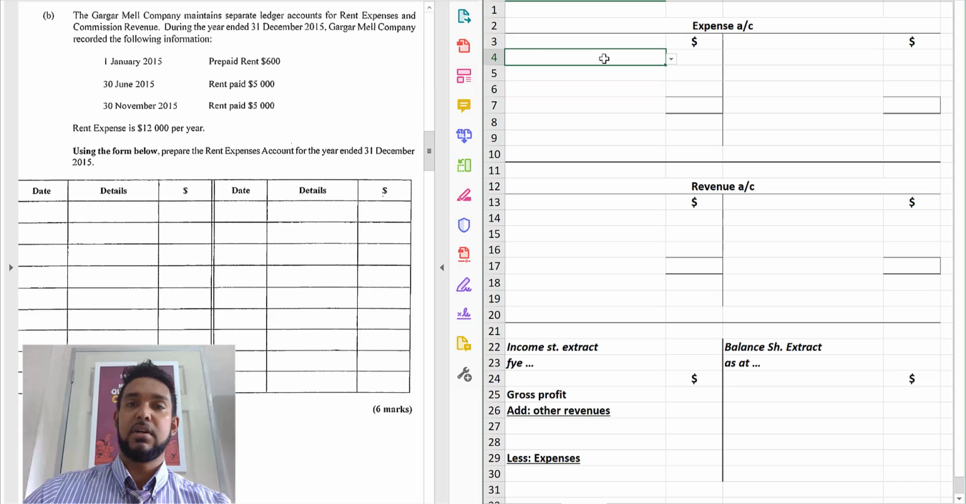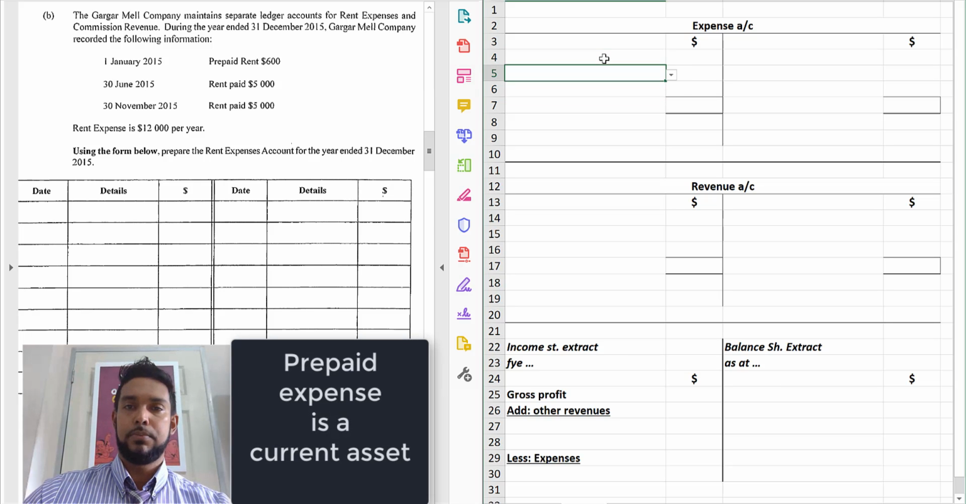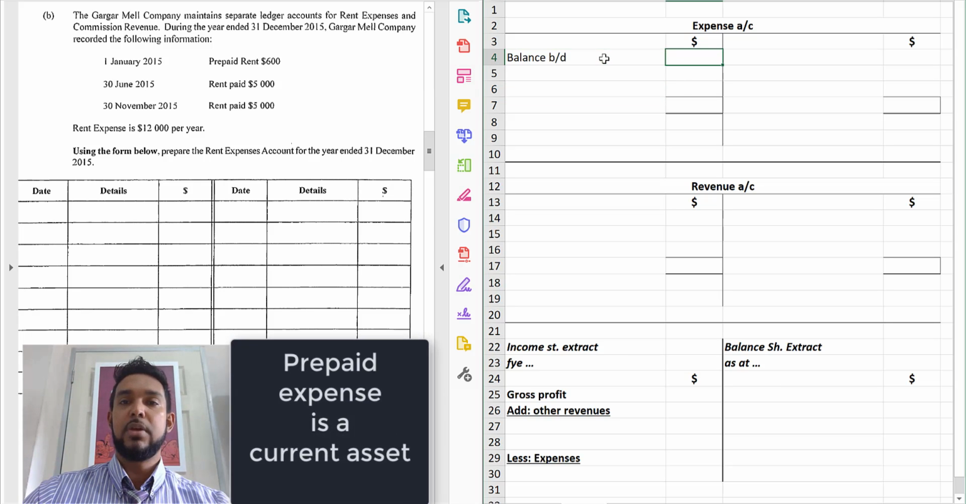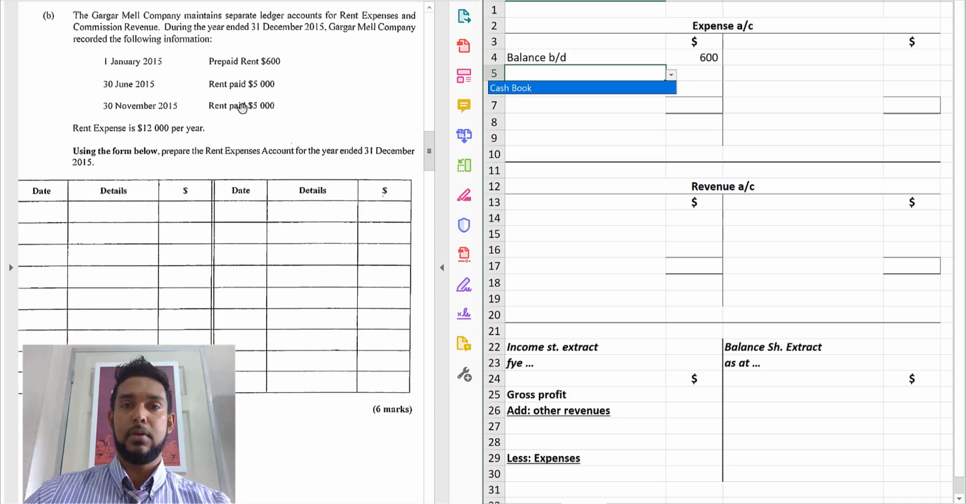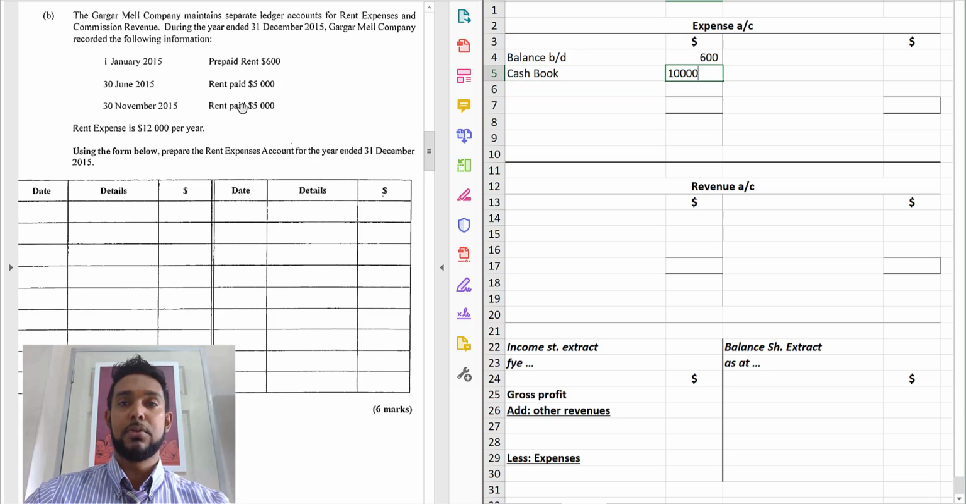A prepaid expense is a current asset. Why is that? If we make a payment in advance, we are owed either a refund or the service. Anytime anyone owes us something, that's classified as an asset. That balance is 600 at start. Now, if we are paying rent, we have to credit the cash book because it's a payment coming out of the cash book, and we're going to debit the expense account. I'm just going to put the total.